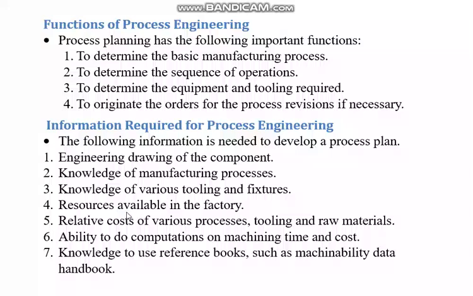Then the resources available in the factory, what are available with us, that you have to see. Then what are the relative costs of various processes? The same thing you can produce on a lathe machine as well as on a CNC lathe, but the cost of the finished product will be different, depending upon how you are manufacturing it. So the cost of various processes, the cost of various tooling that you are using, the cost of various raw material also. So the relative cost you should be able to say.